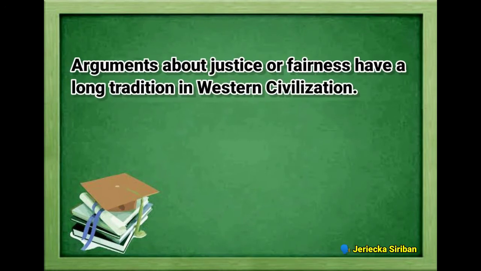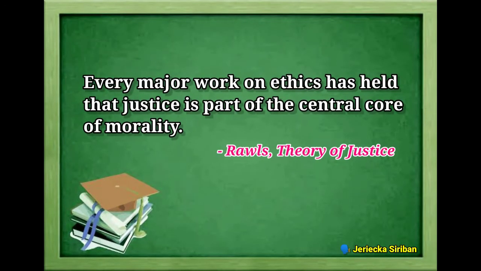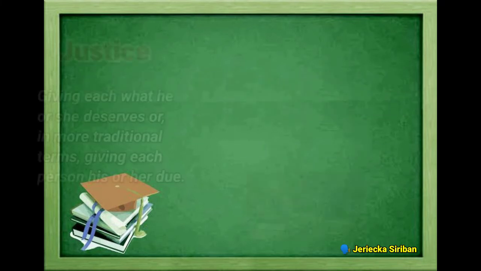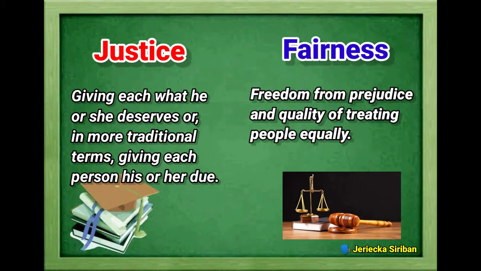Arguments about justice or fairness have a long tradition in Western civilization. No other idea has been more consistently linked to ethics and morality than the idea of justice. In A Theory of Justice, written by the late Harvard philosopher John Rawls, every major work on ethics has held that justice is part of the central core of morality. Justice means giving each person what he or she deserves, or in more traditional terms, giving each person his or her due. Fairness is the freedom from prejudice and the quality of treating people equally.